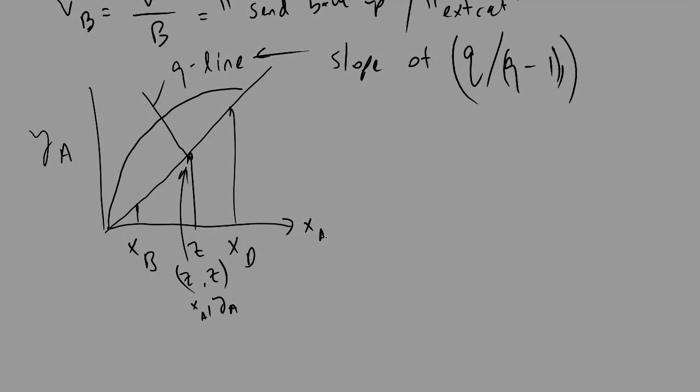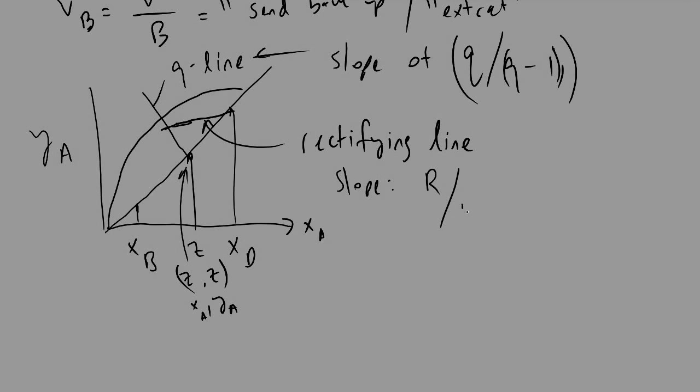The top line that we can draw on McCabe Thiele diagrams is called a rectifying line. And it represents the top half of the trays above our distillation column. And the rectifying line will have a slope of R divided by R plus 1 quantity, as well as a point of XD, XD.